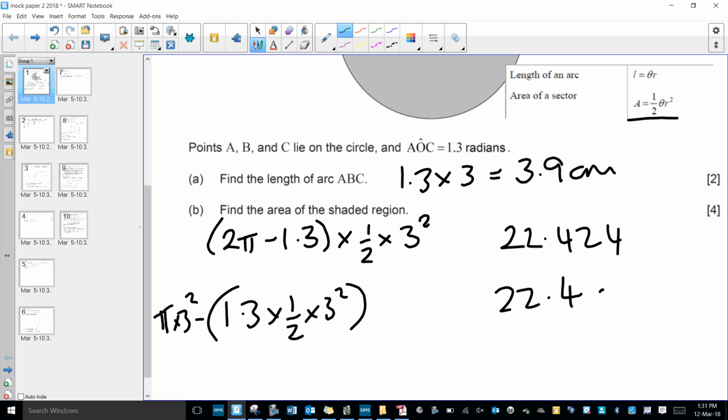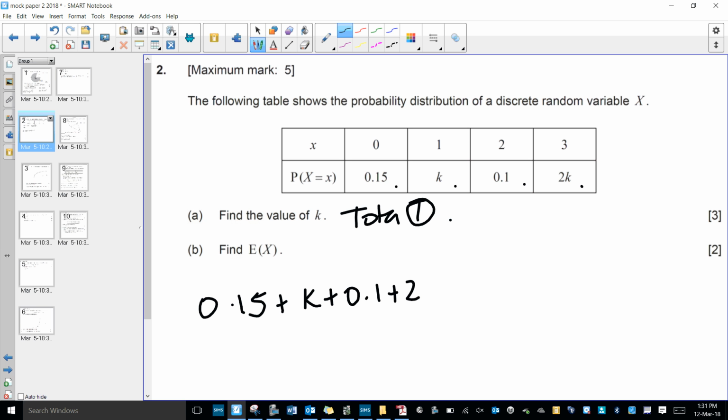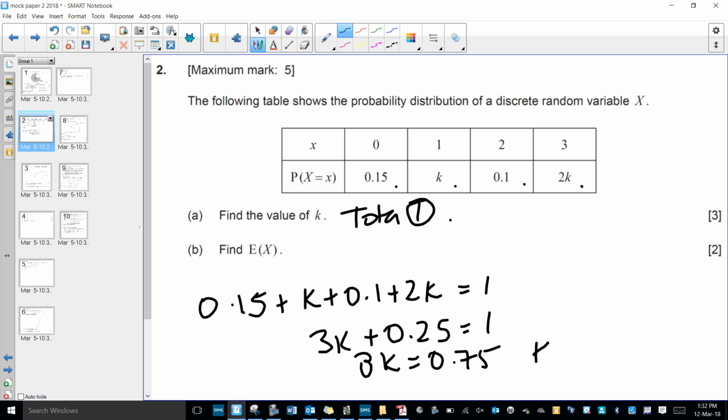Alright, next one. So probability distribution of the discrete random variable, find the value of k. Well, these are all our probabilities here. We know the probabilities of events have to add up to give 1. So we know that 0.15 plus k plus 0.1 plus 2k has to equal 1. So that's 3k plus 0.25 equals 1. So 3k equals 0.75. k equals 0.75 divided by 3, which is 0.25.